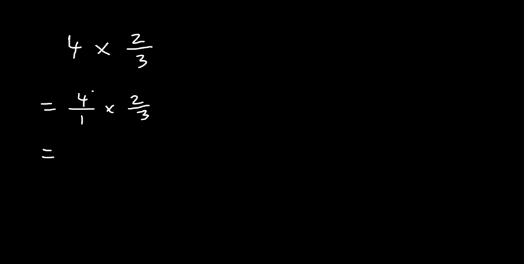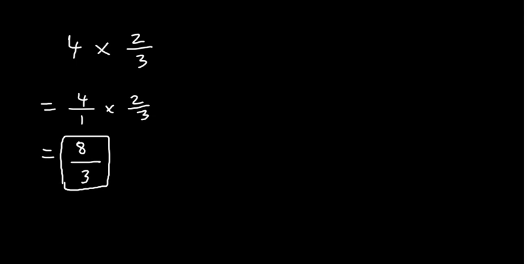So we just multiply straight across, so 4 times 2 is 8, and 1 times 3 is 3. And then at the end you should check that this can't be simplified, because sometimes there'll be a common factor for the two numbers, but this is in its simplest form.